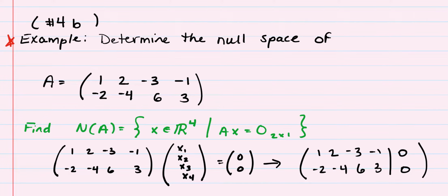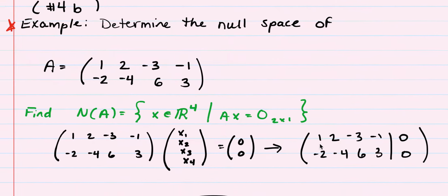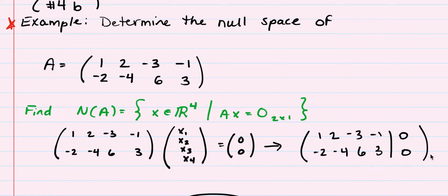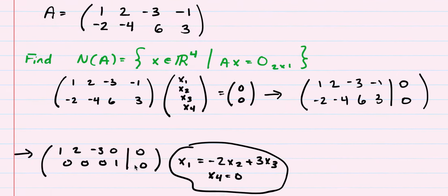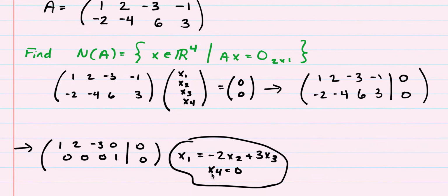Last time we ended on this problem, we wanted to determine the null space of this matrix. We said that the null space was the set of vectors x in R4, such that this matrix A times x is equal to the 2 by 1 zero vector. How we found the null space is we made this augmented matrix that consisted of the matrix A and a column of zeros. We put this matrix into reduced row echelon form and solved for the pivots.